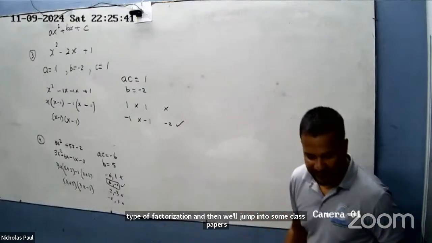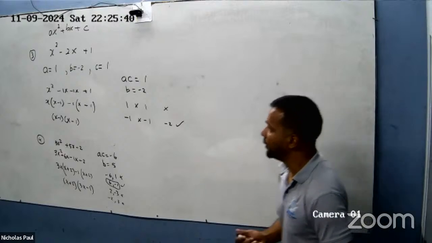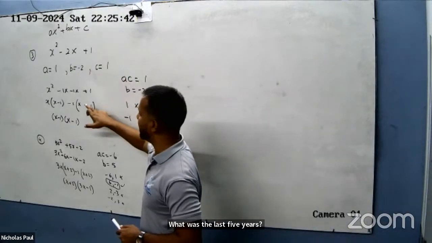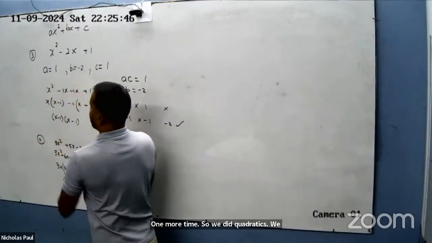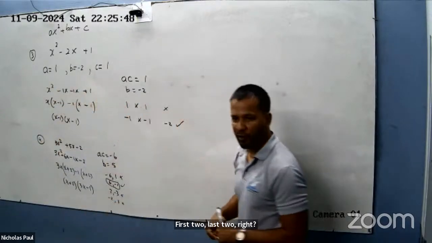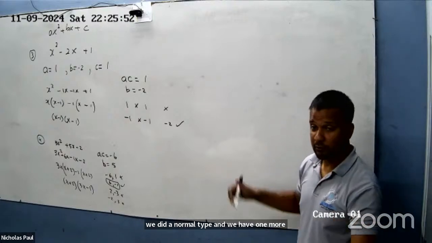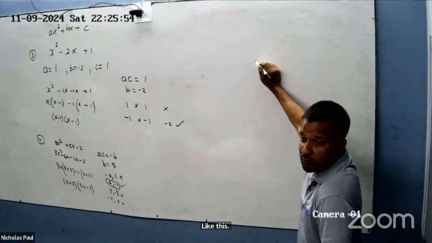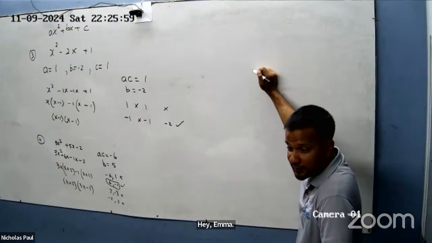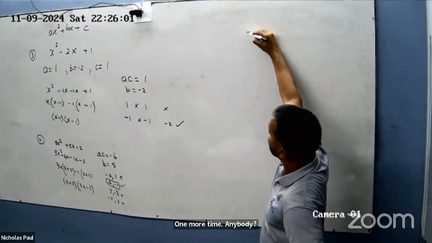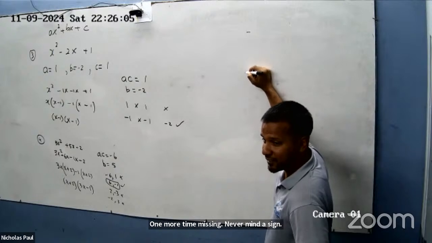Anybody can tell me what the last type is? One more type. So we did quadratics. We did when you have 4 terms, first 2, last 2. We did the normal type, and we have one more. What else? Remember? One more type. Anybody? One more type missing. Last type of factorization.